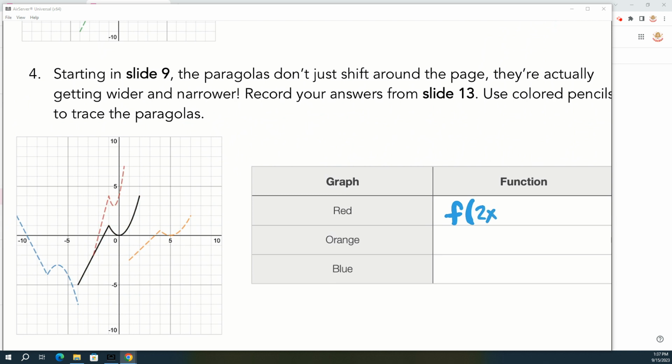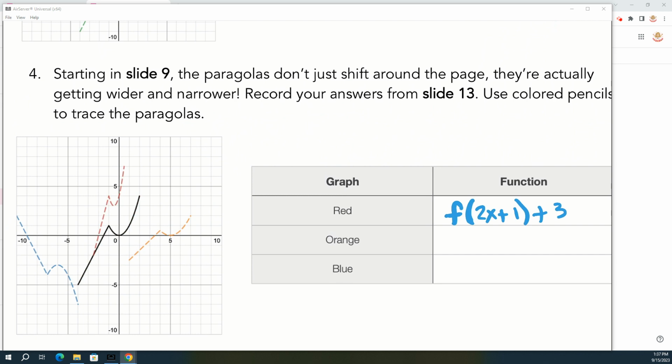And so some of you probably tried 2x, and hopefully you saw that it did make it the right width. But it didn't move it in the right location, so it moved it kind of like this. So then I still need to shift it to the left, so I'm going to add. And then what do you do to shift it up? Add on the outside. So that was the answer for red. I know a lot of you didn't get to that, but that's okay.